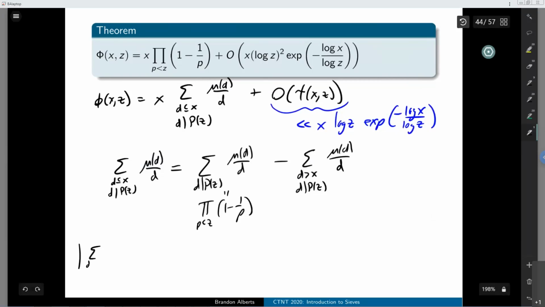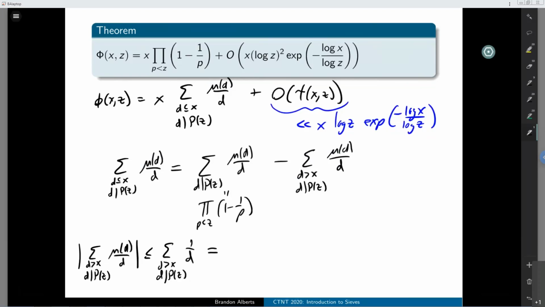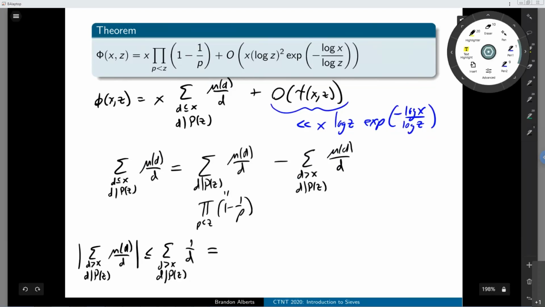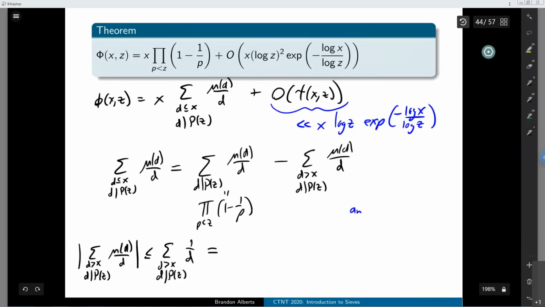So the absolute value of the sum over d bigger than x, d divides P of z, of mu of d over d. Well, in absolute values, we'll just get rid of the absolute value. So we got a 1 over d right here. So Abel summation says this should look like integration by parts. Let's pick out a few things. We'll say our sequence is 1, I'm going to use d actually, if d divides P of z and 0 otherwise.